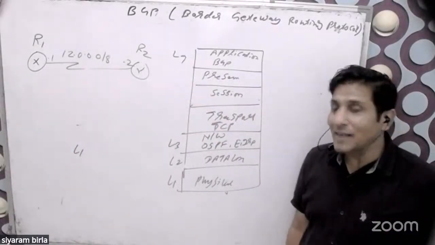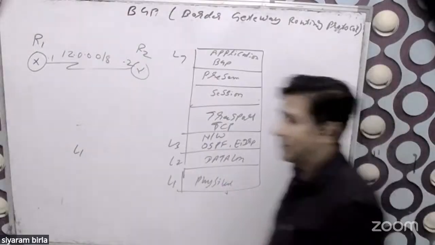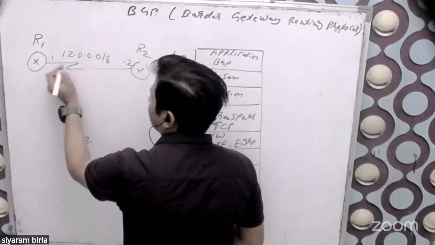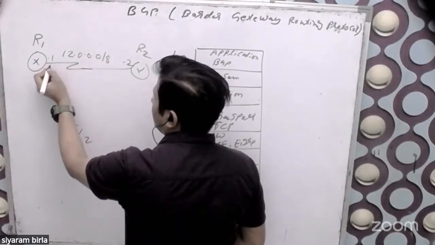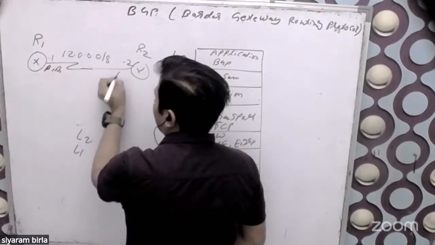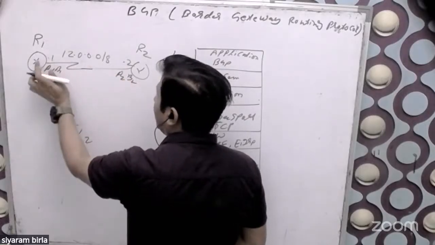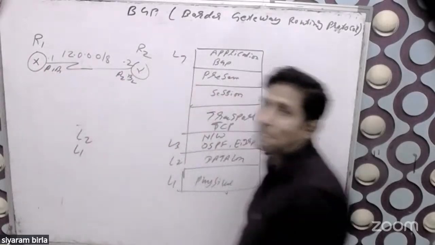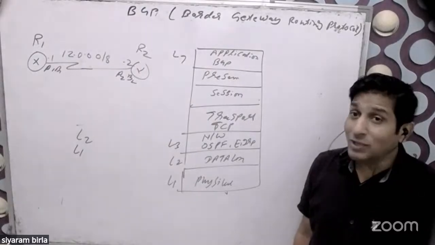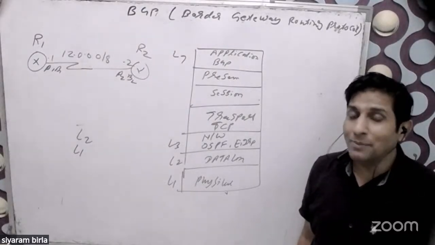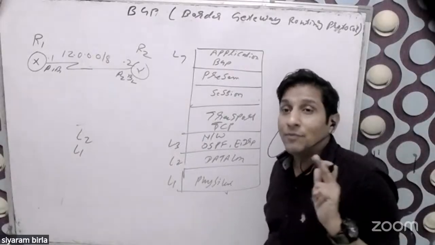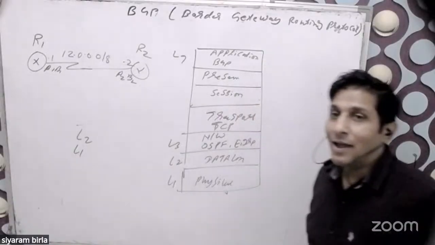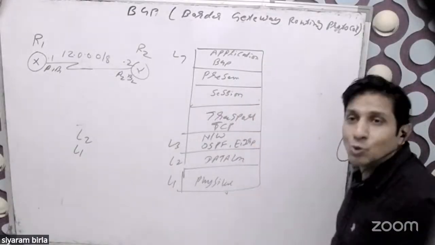The second requirement is that layer 2 should be up. Suppose PPP, HDLC, or Ethernet is running. If it is Ethernet, there are MAC addresses, so this router should know the MAC address of the other router, and that router should know the MAC address of this one. If they don't know each other's MAC addresses, BGP will never come up. So layer 2 should be up, and after that, layer 3 should be up.